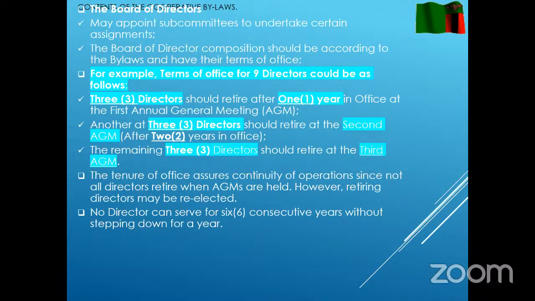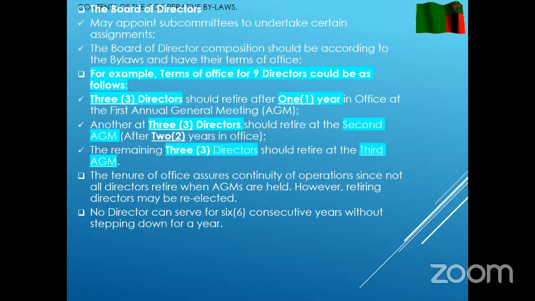So meaning, you have these 9 directors elected, like if today is our AGM, they are given these terms of office. When we have the next annual general meeting, these 3 directors who have served for 1 year are supposed to step down, meaning the other 6 will remain. So the 3 will go, so that another 3 are elected from the general membership.